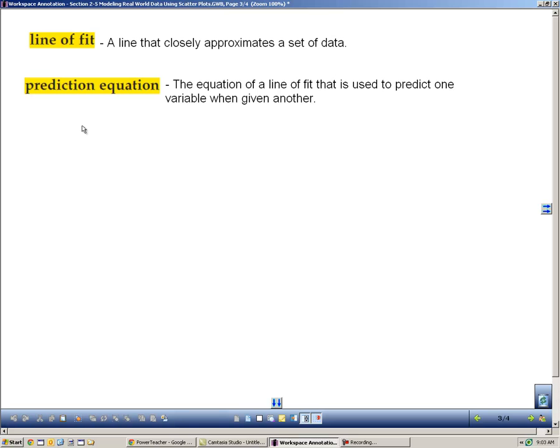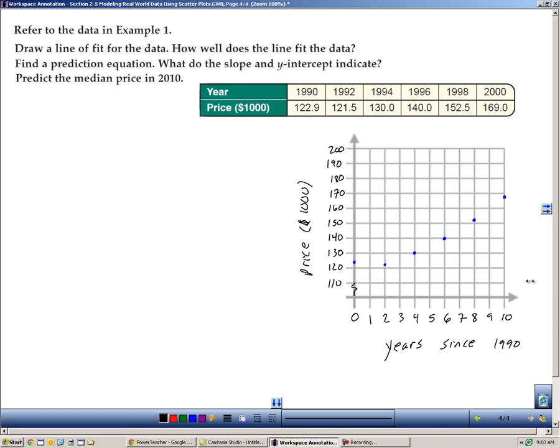One method we can use to predict things is by using a line of fit. A line of fit is the line that closely approximates the data. And once you have the data set on a line of fit, you can then create what's called a prediction equation that finds the equation of that line of fit and then predicts things that happen in the future. So we're going to use the graph that we've already created to make a line of fit for this.